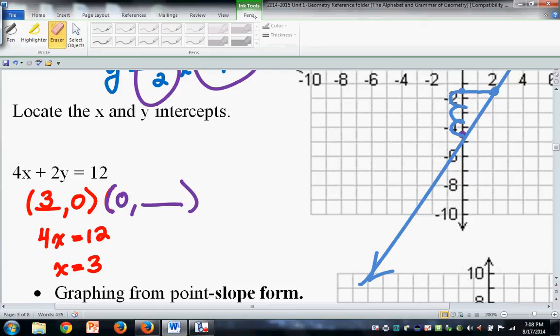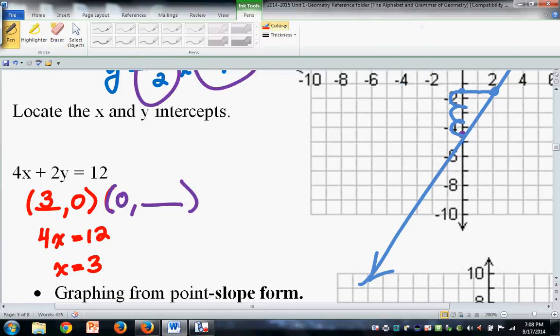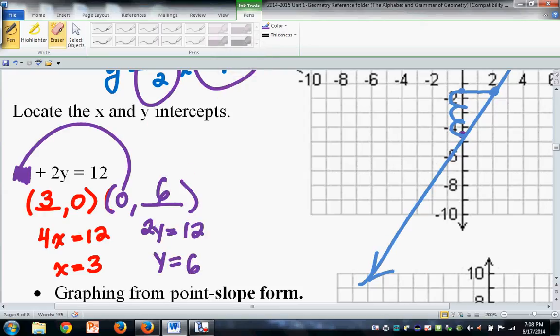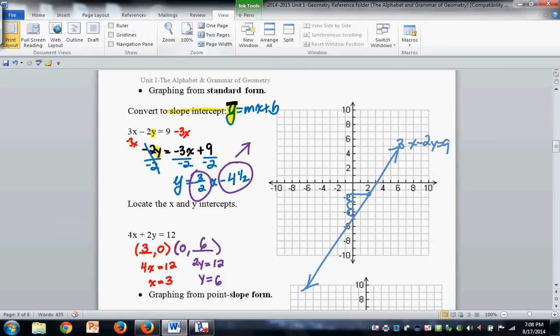To get the y-intercept, we're going to do this. We put a 0 in the x, so it goes bye-bye. So we have 2y equals 12, therefore y is 6. So to graph this, all you do is you graph your intercepts and string a line through it.